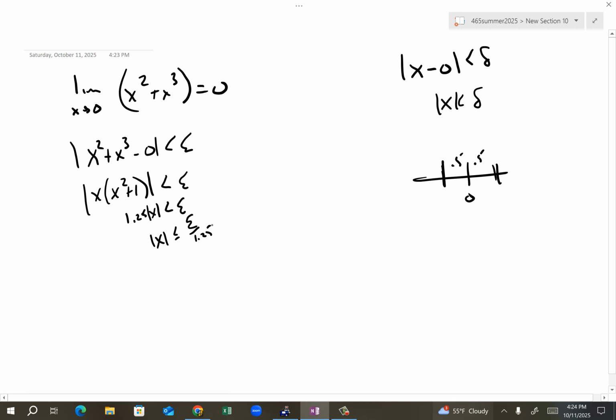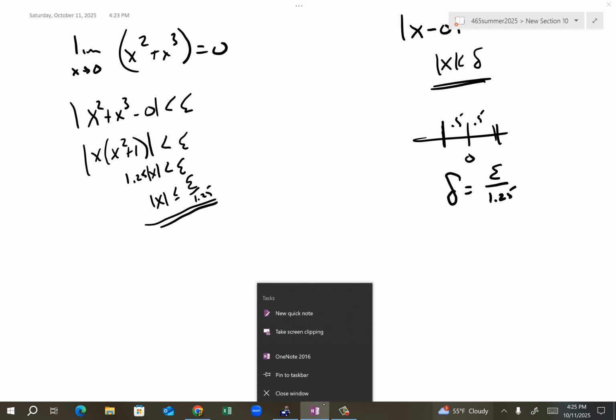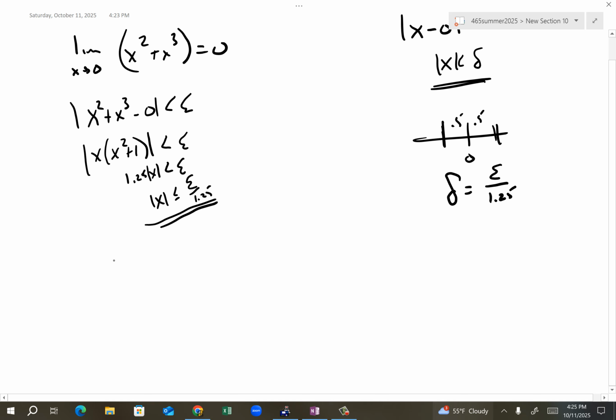Okay, and you're like, okay, cool. What does that mean? Well, what it means is I see this same thing as I see over here, yes? So if I choose my delta to be epsilon over 1 1/4, I can prove this thing out. And so once again, here we go. If I take this out, I'm going to write it as x squared plus 1 times x, like so. I just get down to right here.